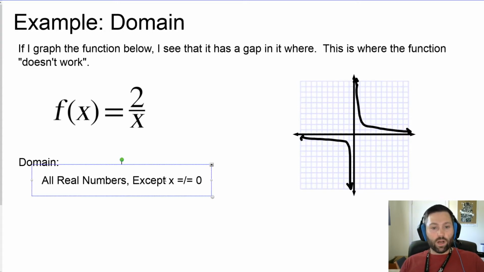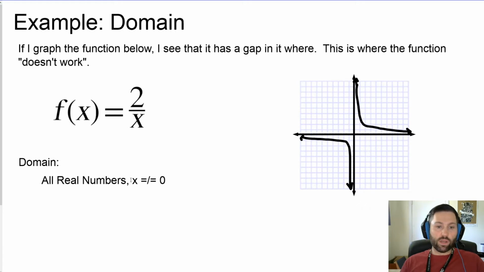So when it comes to mathematically how to write this, we don't even need to write the word except. We can just say all real numbers, comma, so that kind of tells us, however, x cannot be 0.